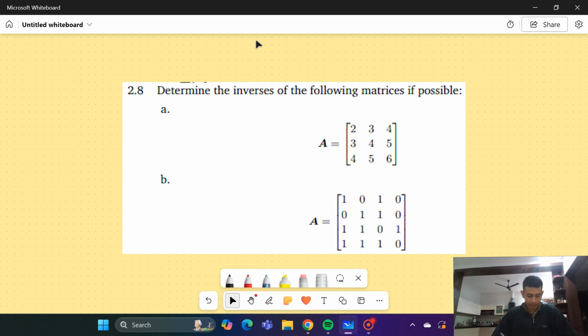Well, hello everyone. Let's start with the problem for the night. So the problem this time is: calculate the inverses of the following matrices, if they're possible. This is 2.8 again from the book that we've been solving so far, Mathematics for Machine Learning.